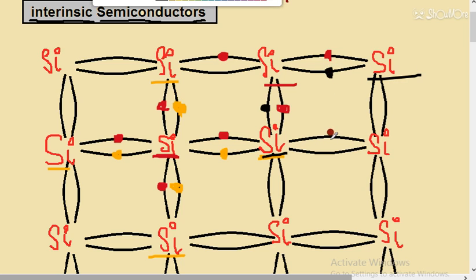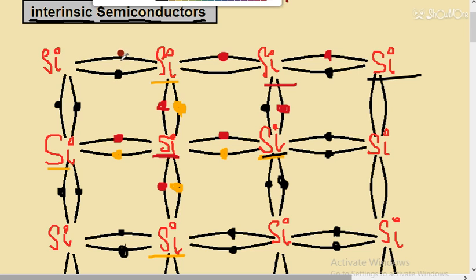So in this way, between every silicon atom there are 2 electrons like this one. So this will be the structure of intrinsic semiconductor, you can say. This will be the final structure. Everywhere there are 2 electrons like this, and it will make a covalent bond everywhere. So no conductivity will be there.